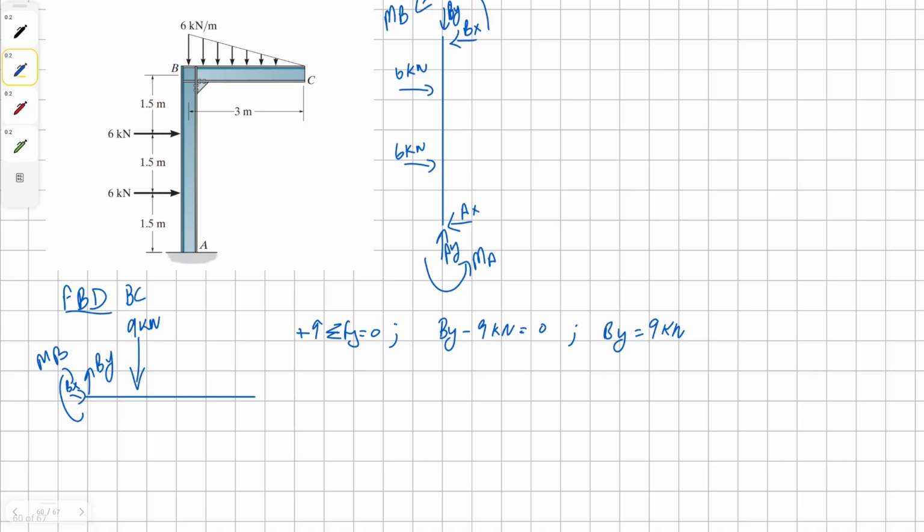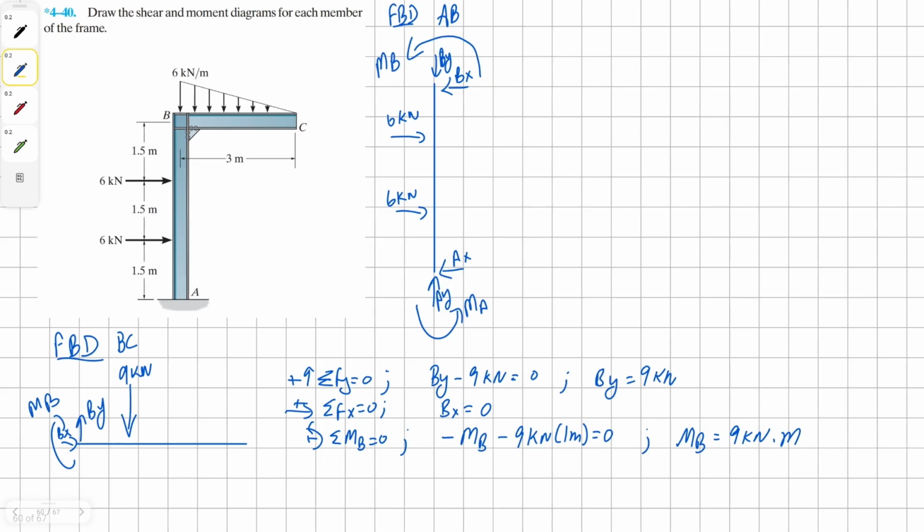And then we can sum the forces in x direction and solve it for Px, it's going to be 0. And now we can take moment about the point B. So we're going to have clockwise moment B, and then we have clockwise 9 kilonewton, and it's going to be 1 meter away, all equals to 0. And our moment B is 9 kilonewton meter.